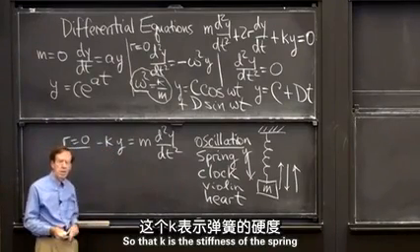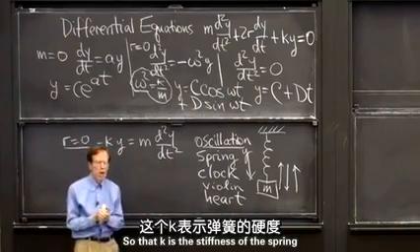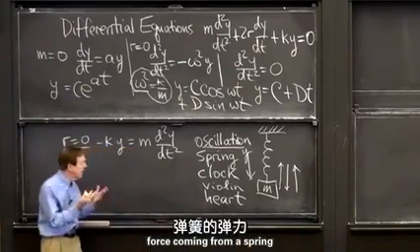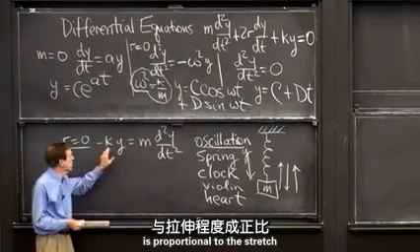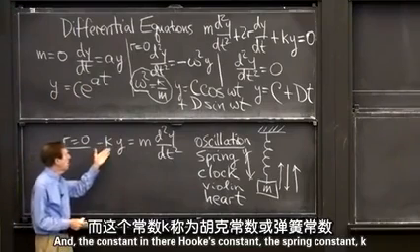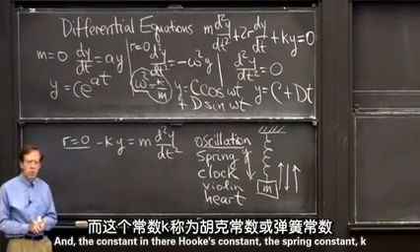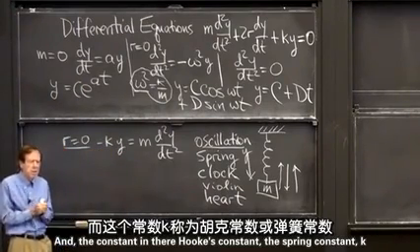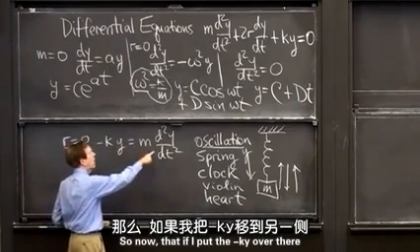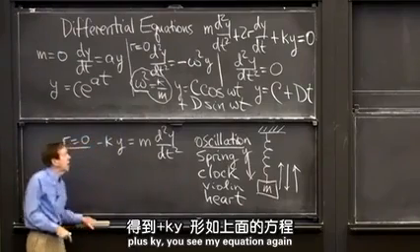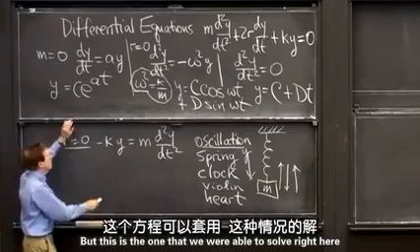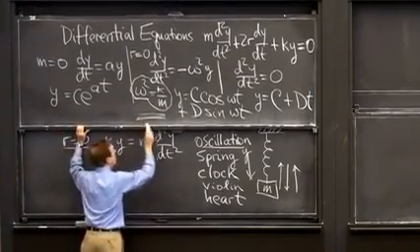So that k is the stiffness of the spring. This is Hooke's law, that the force coming from a spring is proportional to the stretch, and the constant in there is Hooke's constant, the spring constant, k. So now if I put the minus ky over there as plus ky, you see my equation again. But this is the one that we were able to solve right here.